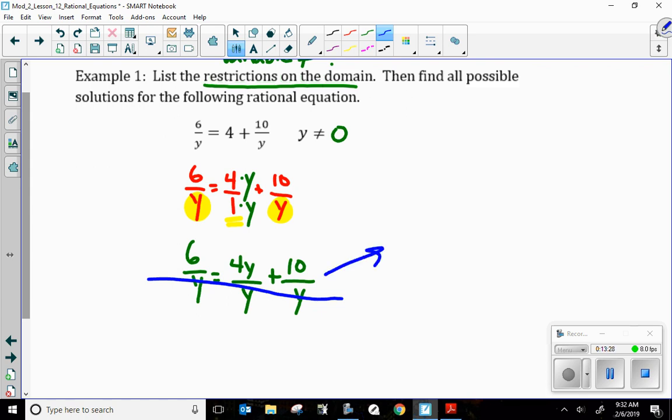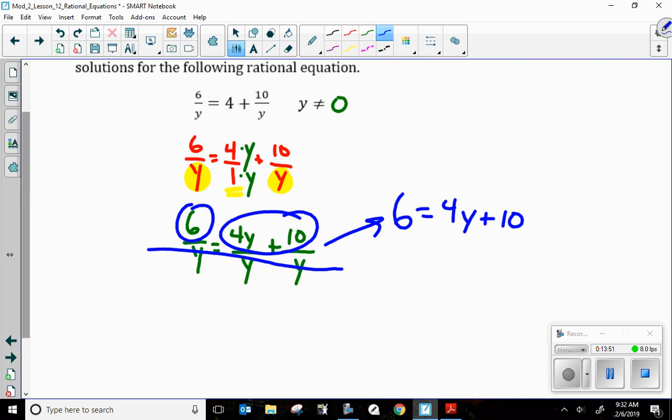Now this becomes basics. 6 equals 4y plus 10. This is where the easy work starts. Okay? There's only a little bit of this problem that's difficult. It's finding the denominators. Okay? And we're going to get into a part where we need to start factoring to make this easy. Factoring never goes away. All right?